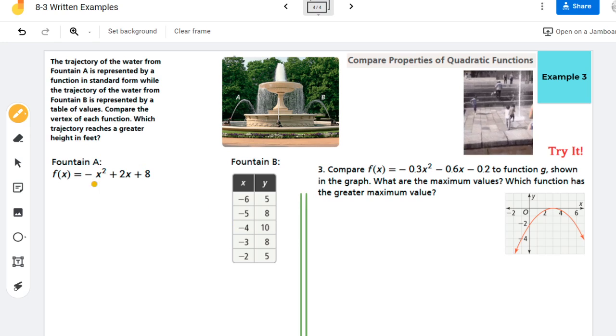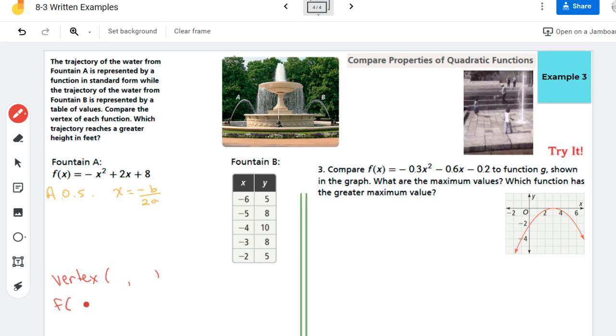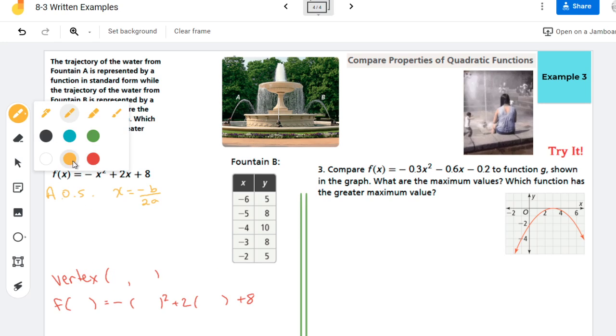Now for fountain A, in order to find our vertex, the first thing we have to do is identify our axis of symmetry. I'm going to use the formula x equals negative b over 2a to do so. And then once I have found that x value for my axis of symmetry, I'm going to plug it in as the x value for my vertex and evaluate my function at that value. So that's kind of the name of the game here for A. So let's get into it.